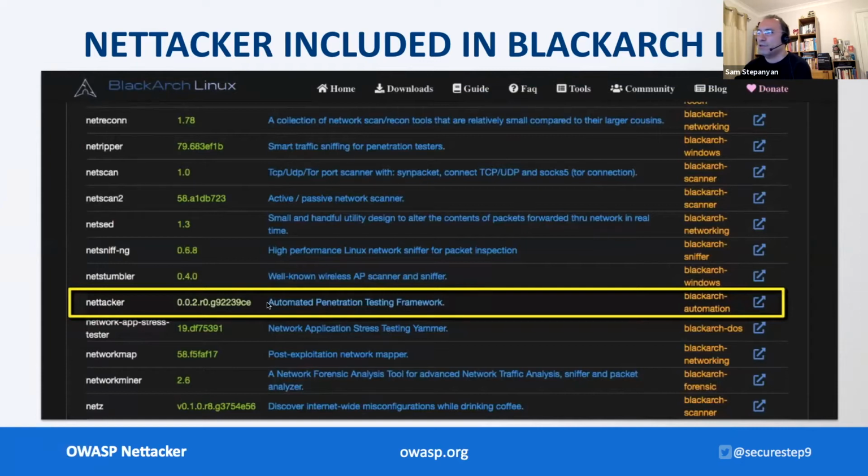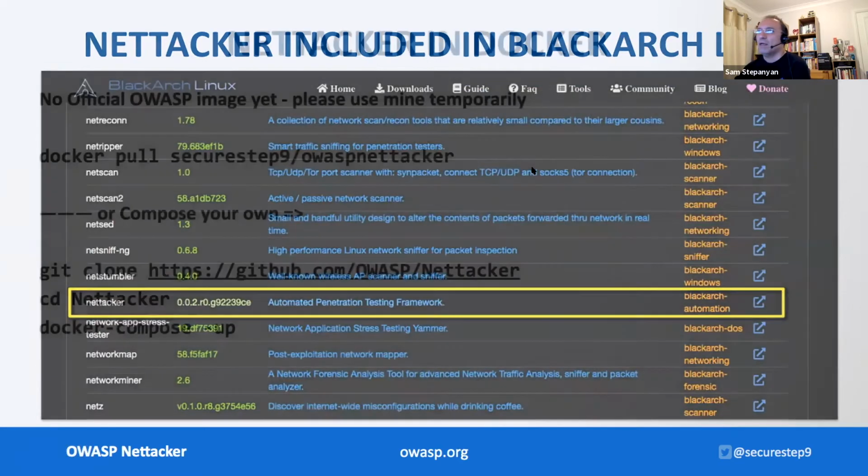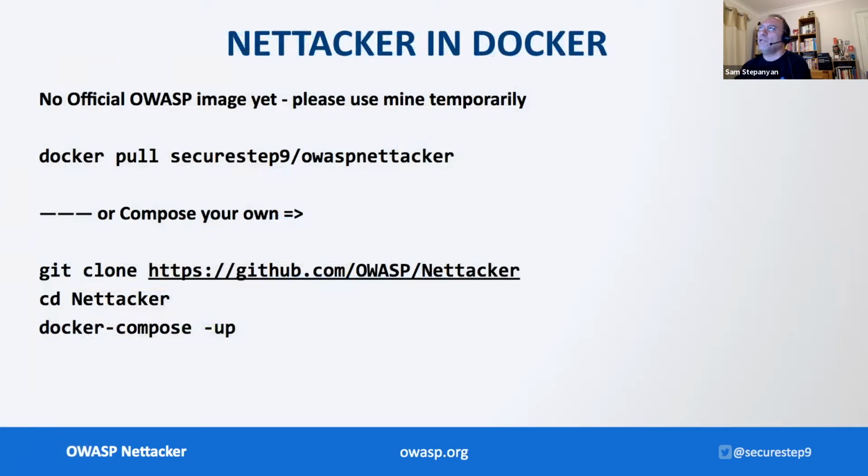It is advertised as an automated penetration testing framework, and it is bundled with the BlackArch automation tools bundle inside BlackArch. So this is really, really great. In terms of Docker, we don't yet have an official OWASP image. So we're working with Docker Hub and our OWASP colleagues to get the Docker image into the official OWASP Docker repository. I had a sort of temporary image, which is using the old version. Again, that is now probably out of date.